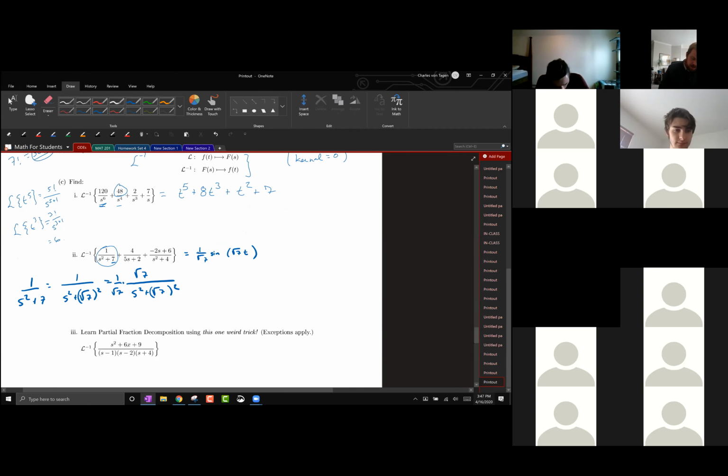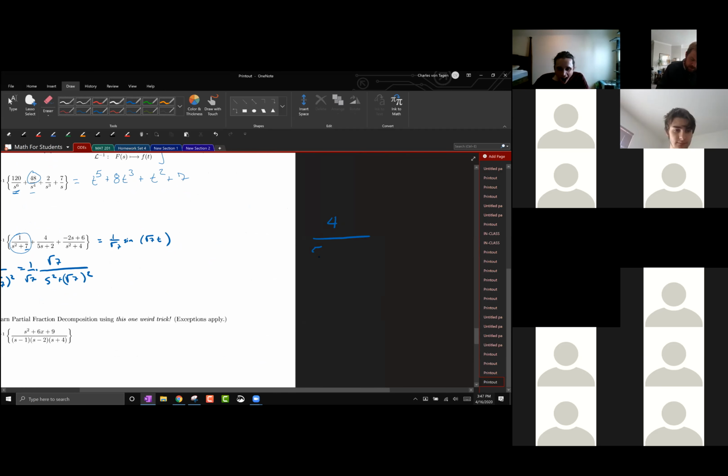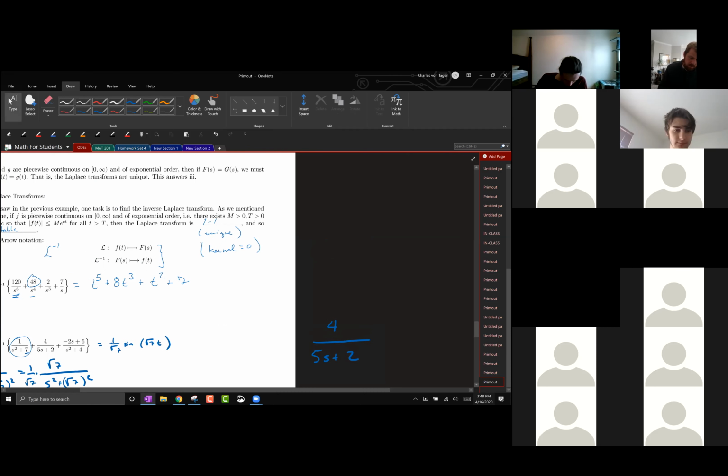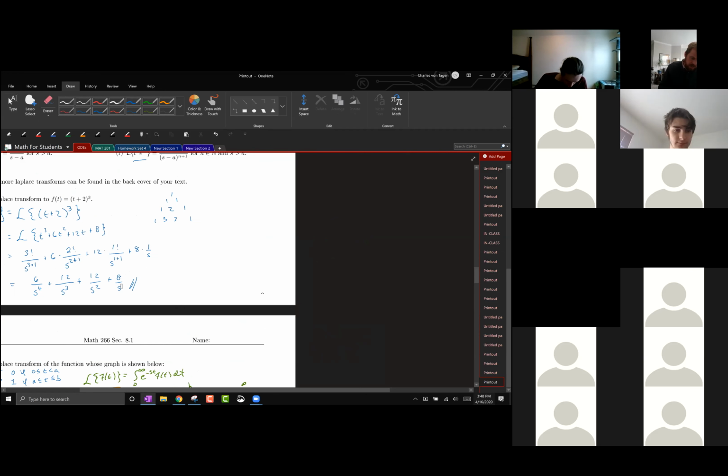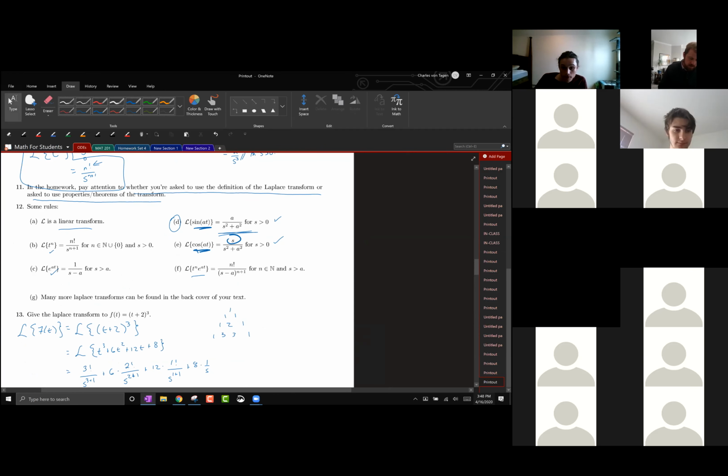Now we're going to take the inverse transform of 4 over 5s plus 2. Folks, don't miss the big picture. What type of function is this going to translate back to? A sine? A cosine? I don't know because I can't see the list. What's it going to translate back to? A sine? A cosine? Clean up that list.